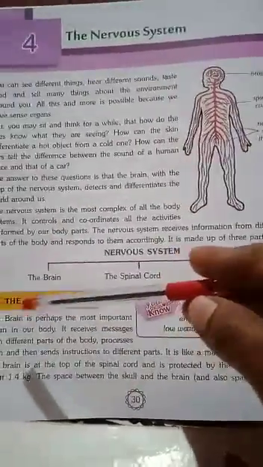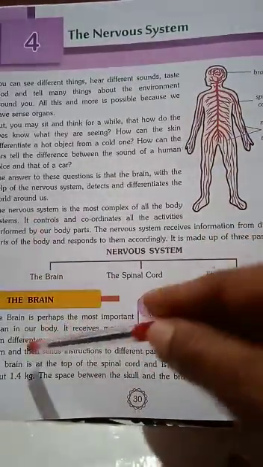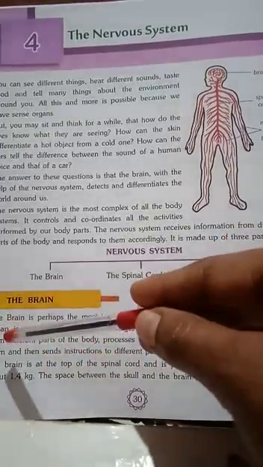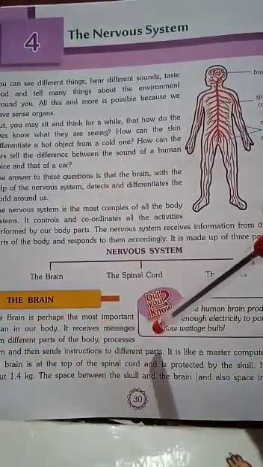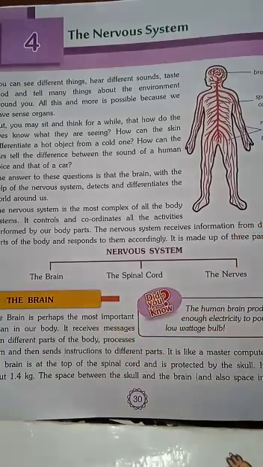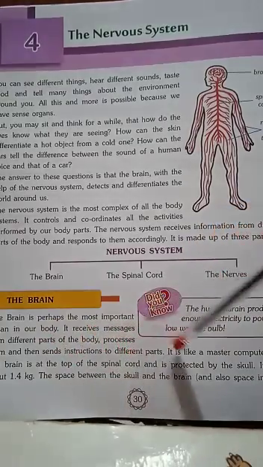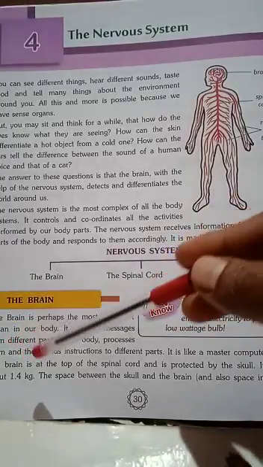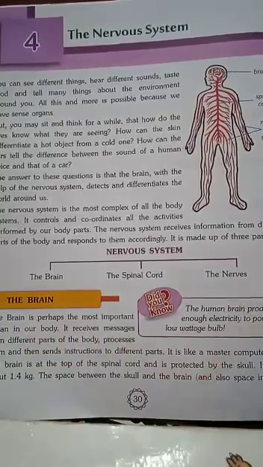The brain. The brain is perhaps the most important organ in our body. It receives messages from different parts of the body, processes them, and then sends instructions to the different parts. It is like a master computer. The brain is at the top of the spinal cord and it is protected by the skull. It weighs about 1.4 kg. There is a space between the skull and the brain.